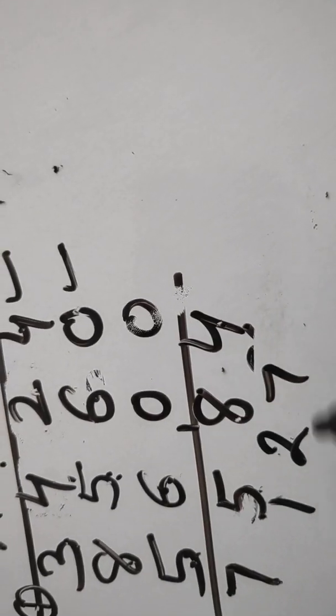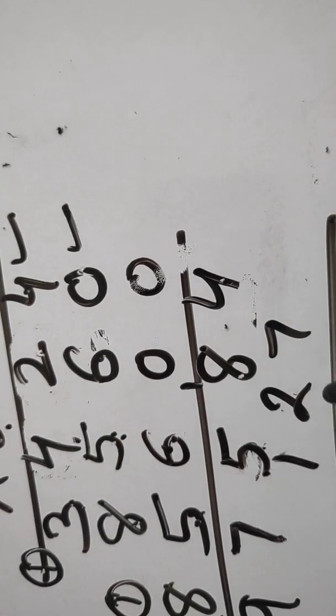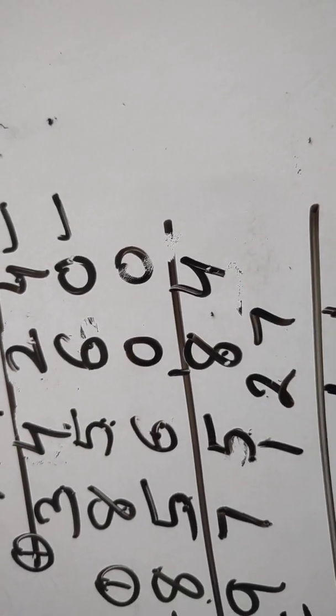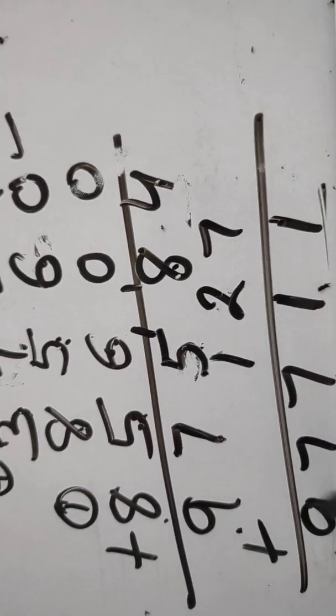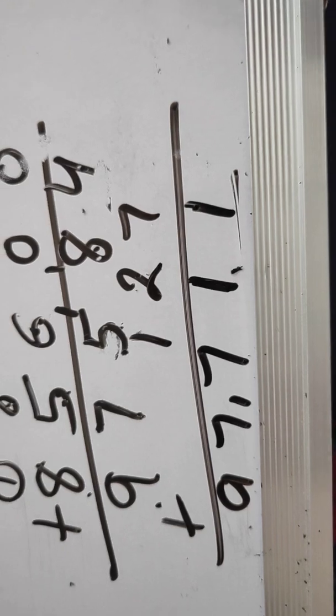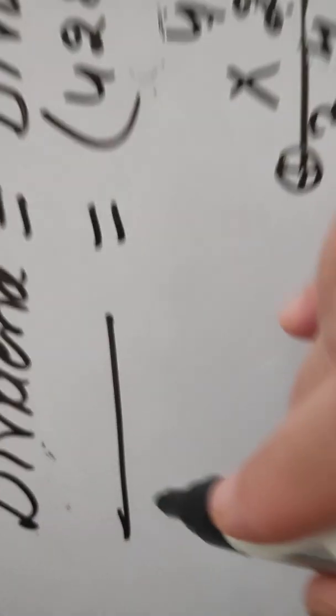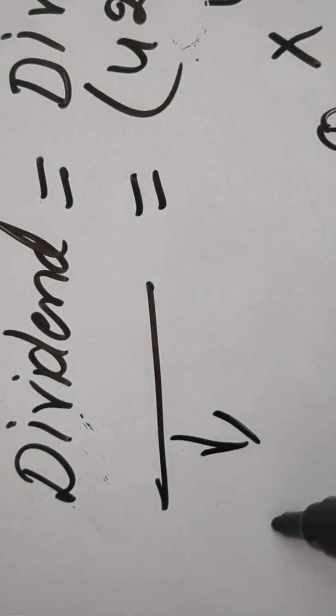Here we have to add 127, which was the remainder. So 127 we will add in this. It will be 7 plus 4, 11. 1 goes as a carry. 8 plus 2, 10, and 1, 11. 1 goes as a carry. 5, 6, and 1, 7. So our answer is 97,711. So what is our dividend?